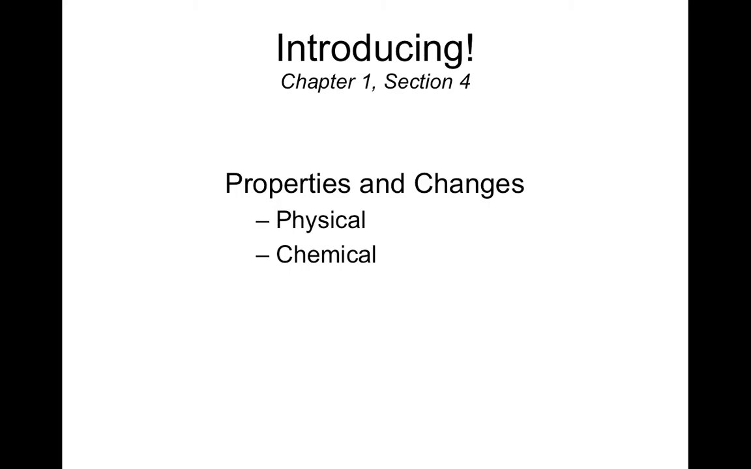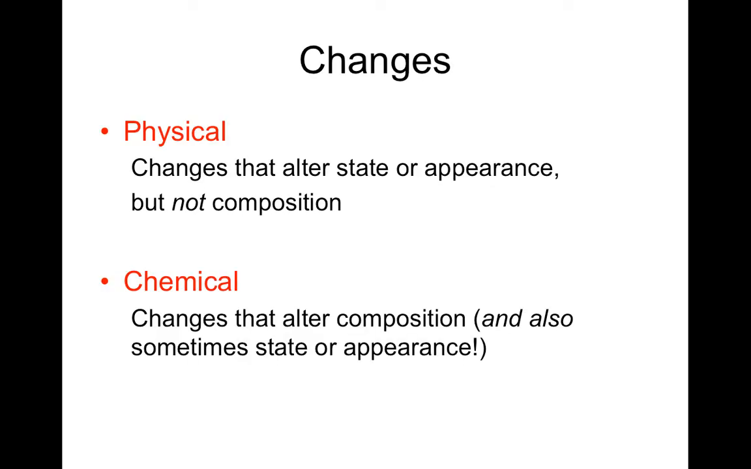Okay, so pressing on in our study of chemistry, we want to look at properties and changes of matter. So first of all, physical and then chemical. Well, first of all, really, changes. Physical changes are changes that alter state or appearance. Chemical changes are changes that alter composition, and sometimes they also alter state or appearance.